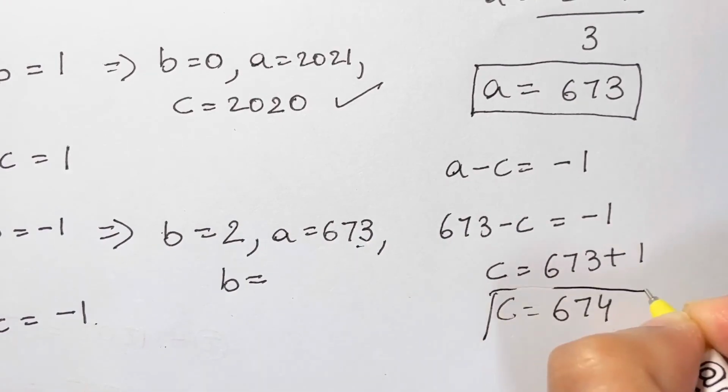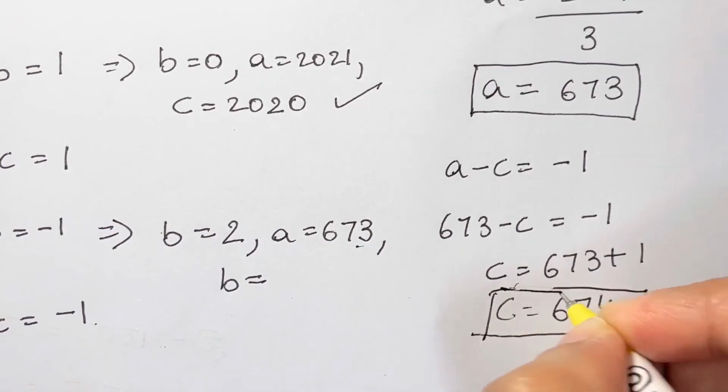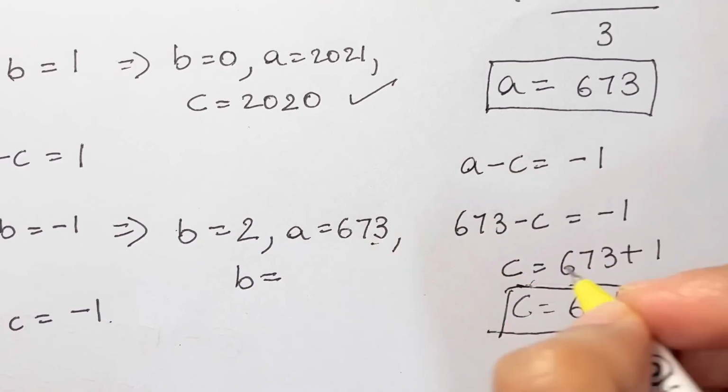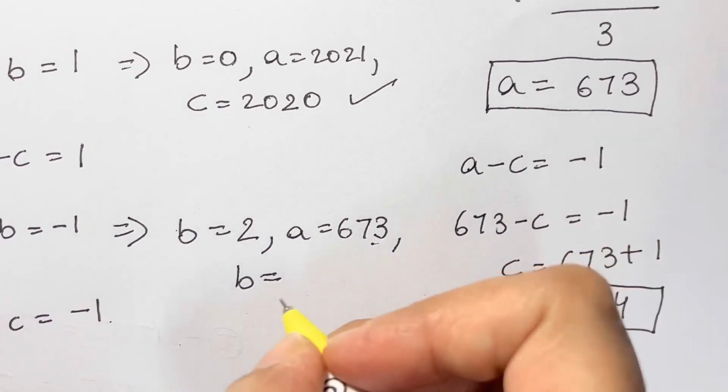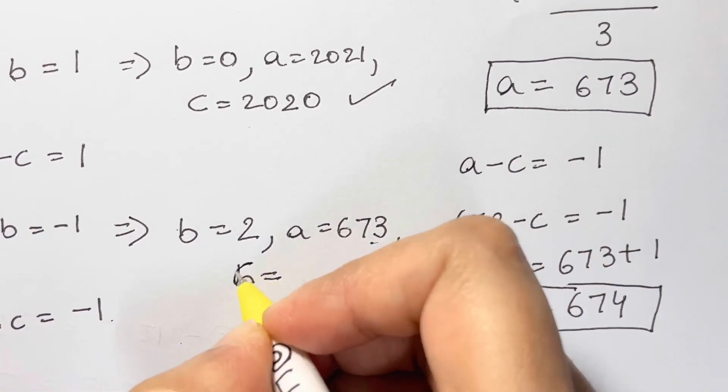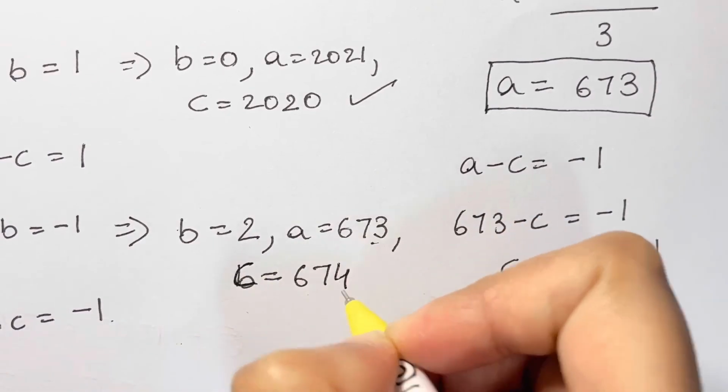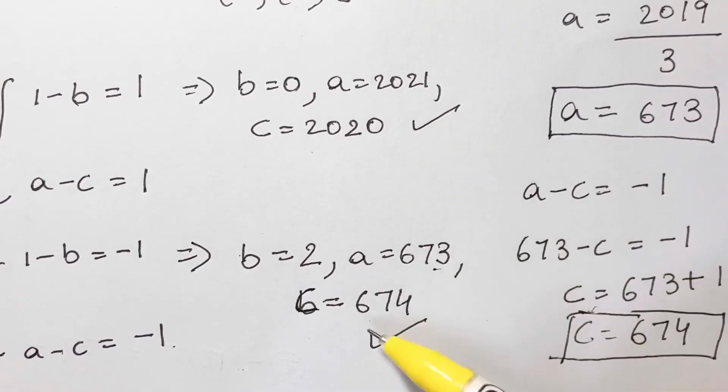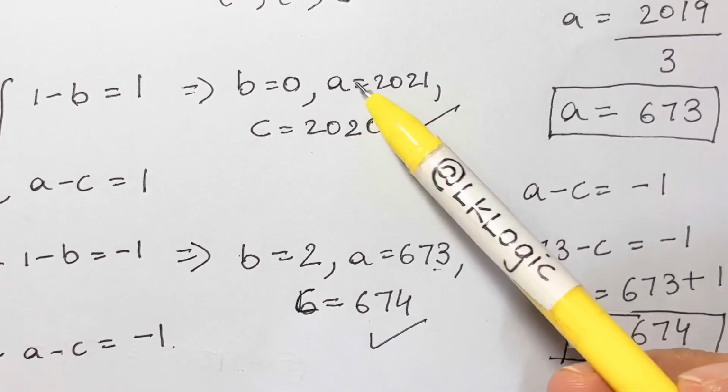So we have got the value of C, 674. So that's the value of C, 674. So we have got two solutions with values of A, B and C.